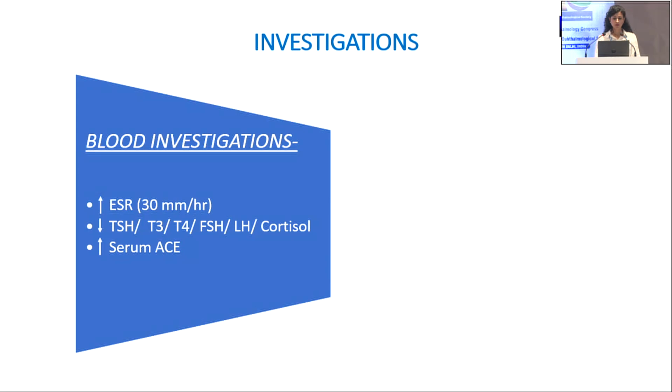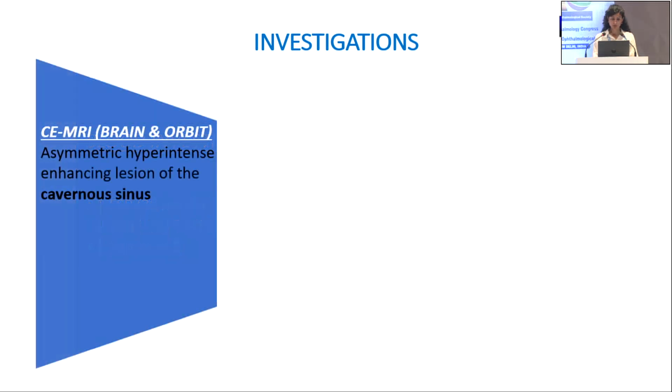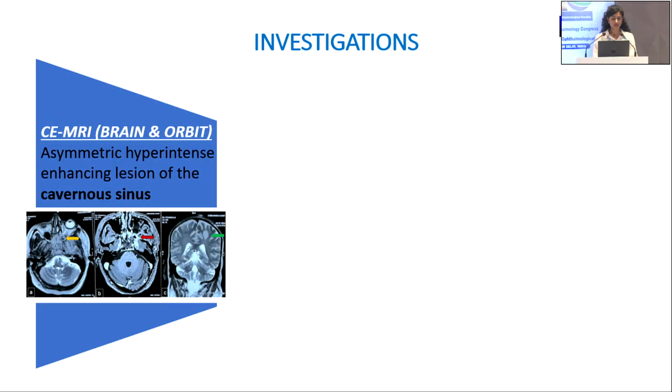Investigations were carried out. On blood investigation, increased ESR was noted, decreased TSH, T3, T4, FSH, LH was noted, and increased serum ACE was noted. CSF analysis was normal. On radiological investigations, on contrast enhanced MRI of brain and orbit, asymmetric hyperintense enhancing lesion of the cavernous sinus was noted, which was advancing towards the orbital apex, as we can see in the figure.